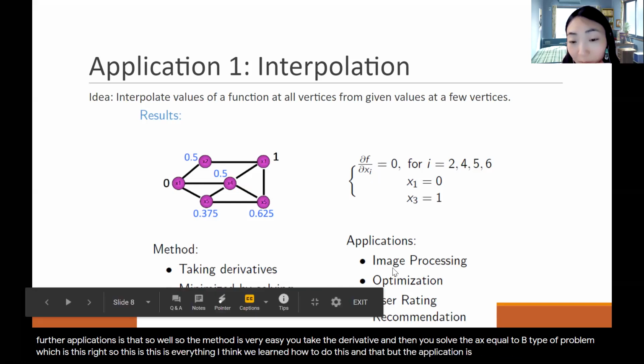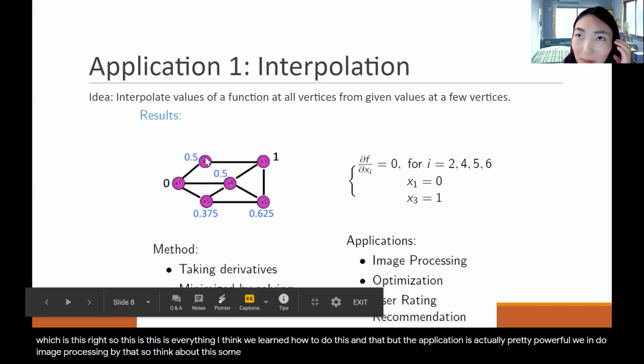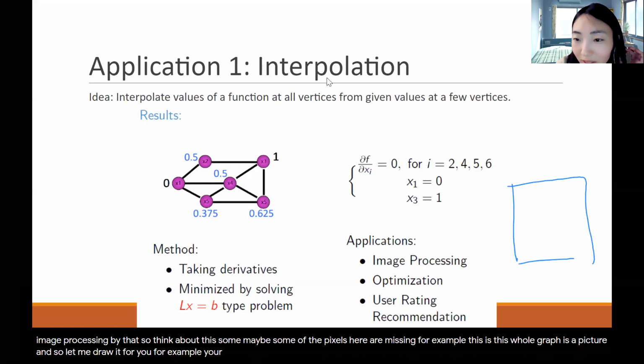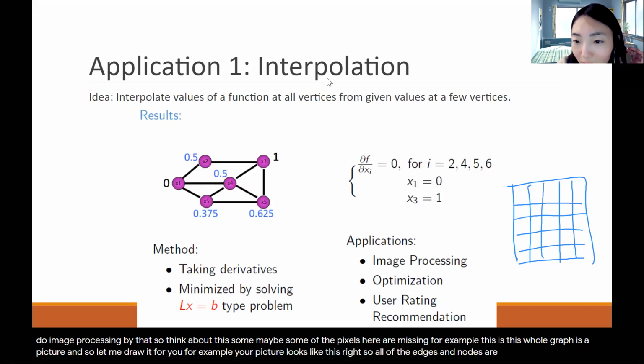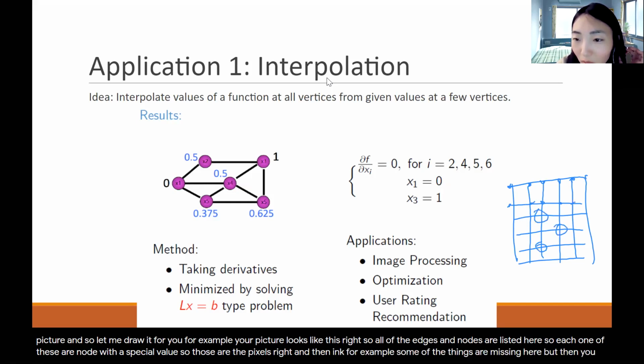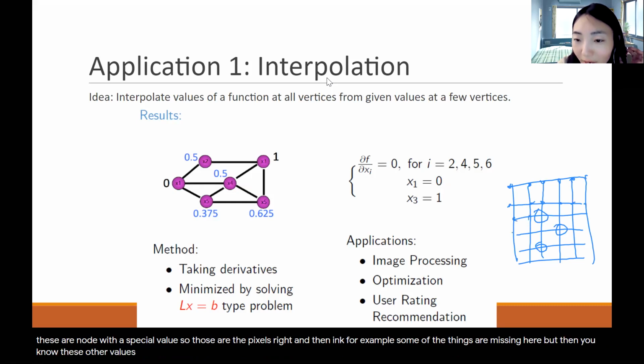But the application is actually pretty powerful. We can do image processing by that. So think about this. Maybe some of the pixels here are missing. For example, this whole graph is a picture. And so let me draw it for you. For example, your picture looks like this, right? So all of the edges and nodes are listed here. So each one of these is a node with a special value. So those are the pixels, right? And then, for example, some of the things are missing here, but then you know these other values, right, on these points.